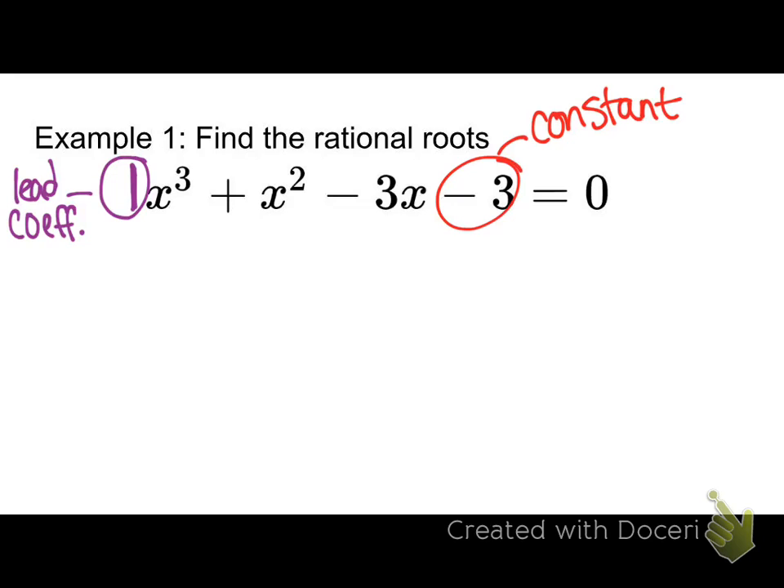The constant is the number that does not have a variable. It's just a plain old number. If we're in standard form, the leading coefficient's always at the beginning and the constant's always at the end.